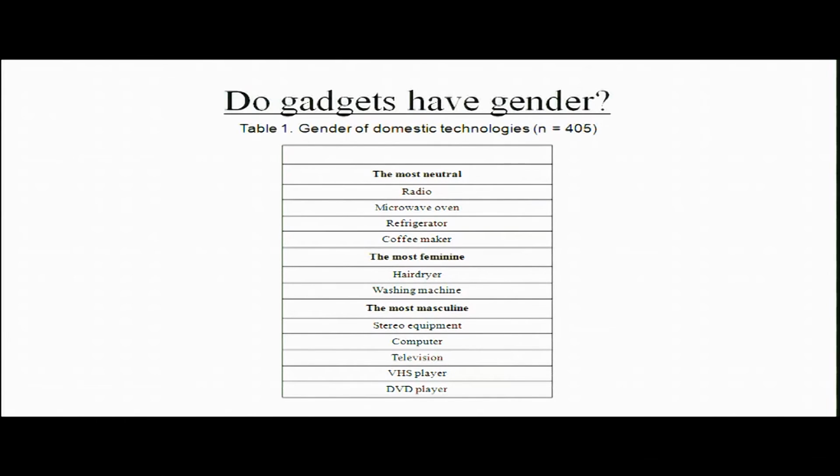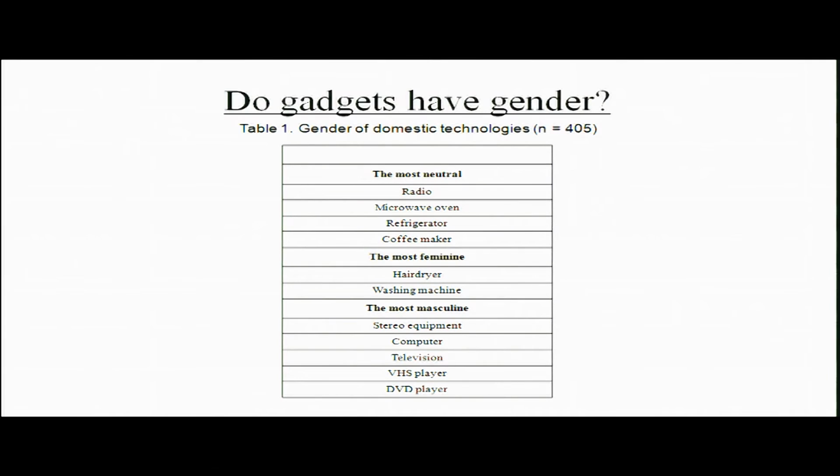And a very interesting study was done to show some of the gender codes or gender scripts attached to some of the commonly used household technical devices or appliances. So as you can see from this chart, some of the most neutral ones are the radio, microwave oven, refrigerator and coffee maker. The most feminine ones are the hair dryer and washing machine, and the most masculine gender-scripted ones were stereo equipment, computer, television, and a VHS or DVD player.